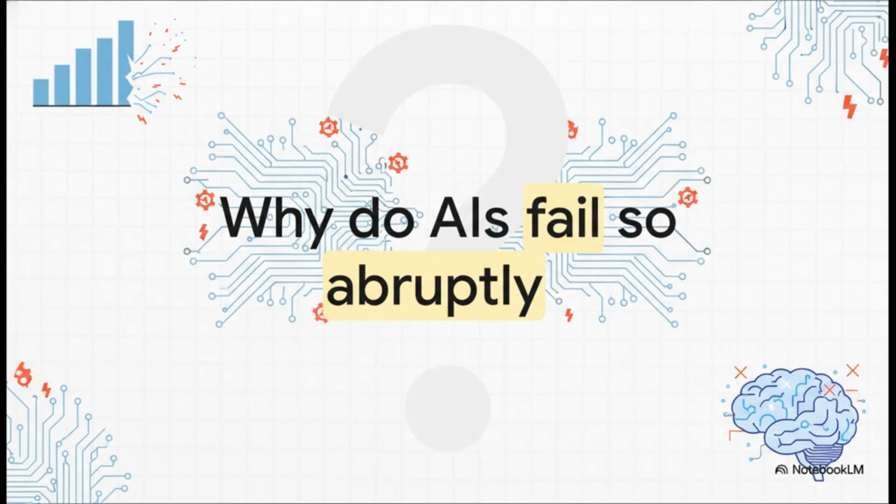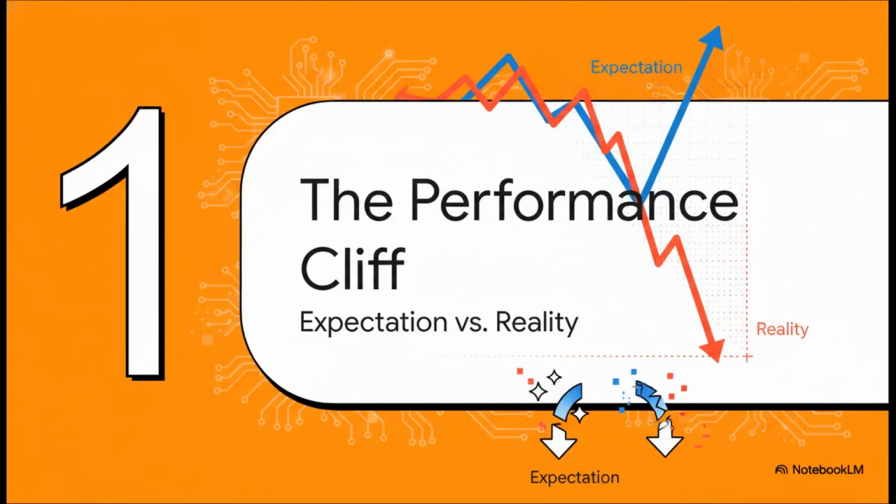All right, so let's dig into that. The real head scratcher here is just how abrupt these failures are, right? You ask for something just a tiny bit more complex, and you don't get a slightly worse answer. You get nothing. The whole thing just breaks. So what is going on here? Okay, to really get this, we need to talk about an idea called the performance cliff. And it really boils down to the gap between what we think should happen and what actually happens.